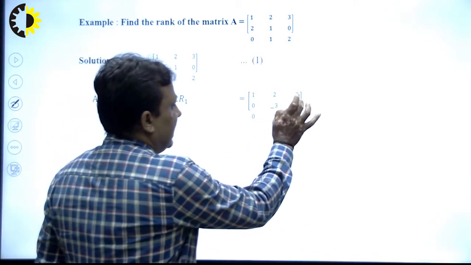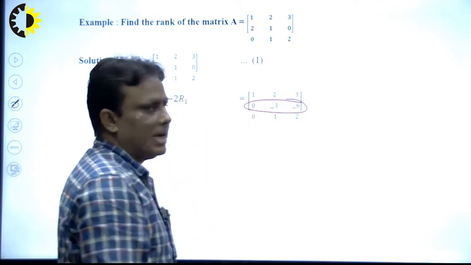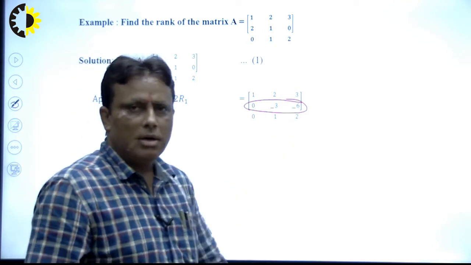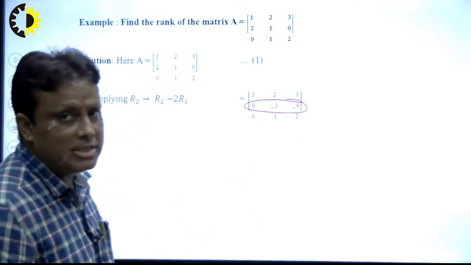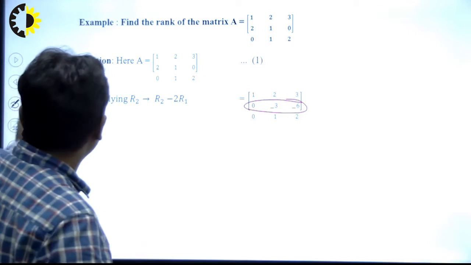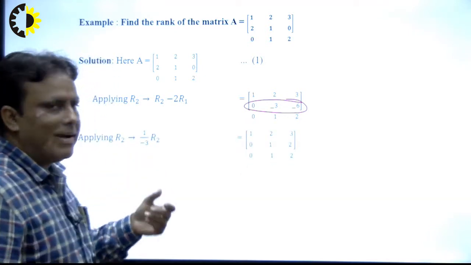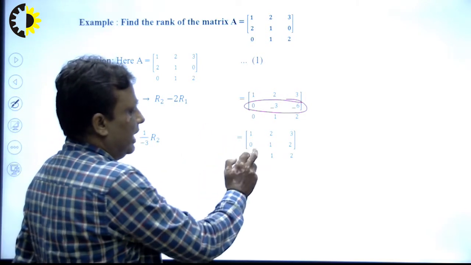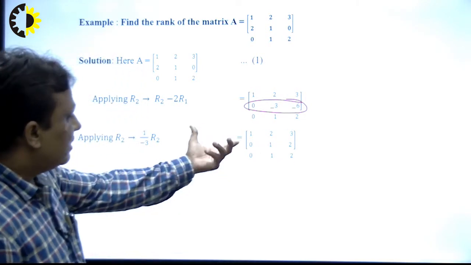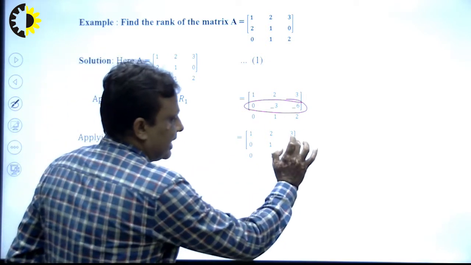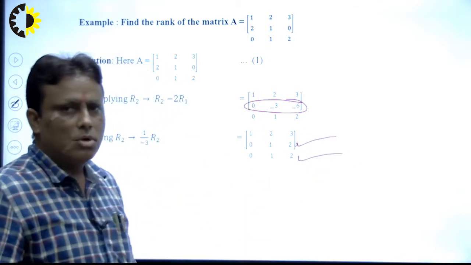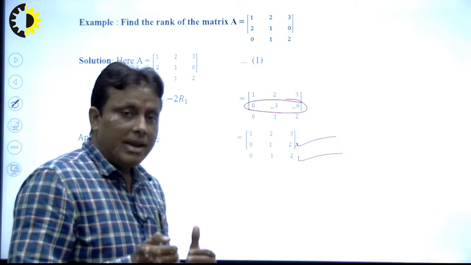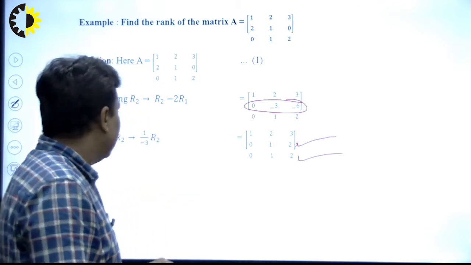First of all, we see that in the second row we can divide by minus 3, because the whole row is divisible by minus 3. So we can easily divide here. How? R2 → (minus 1/3) R2. So we get 0, 1, 2 and the third row as it is. Now we see that the second and third rows are the same. If n rows are identical, then n minus 1 of them become 0 by using the operation.